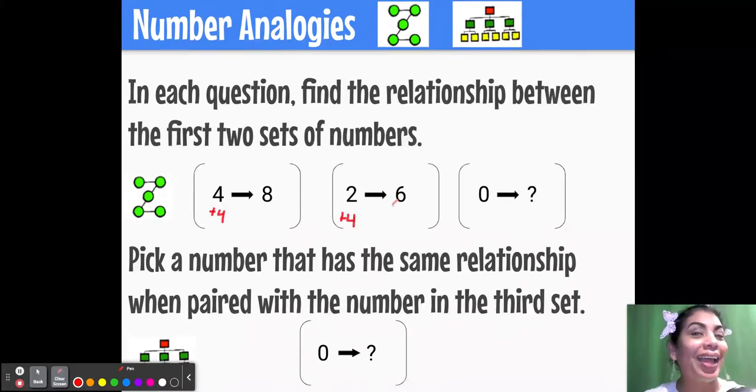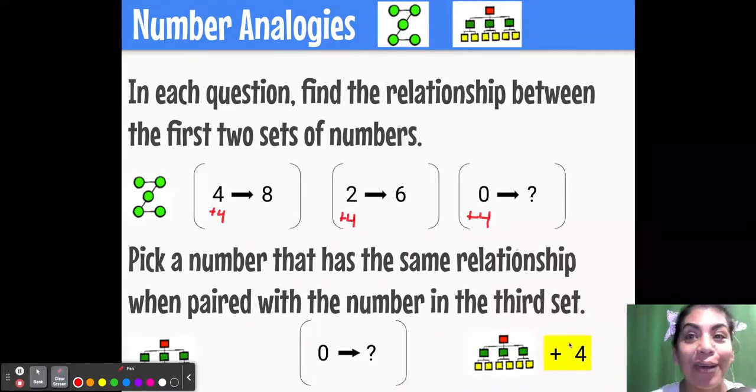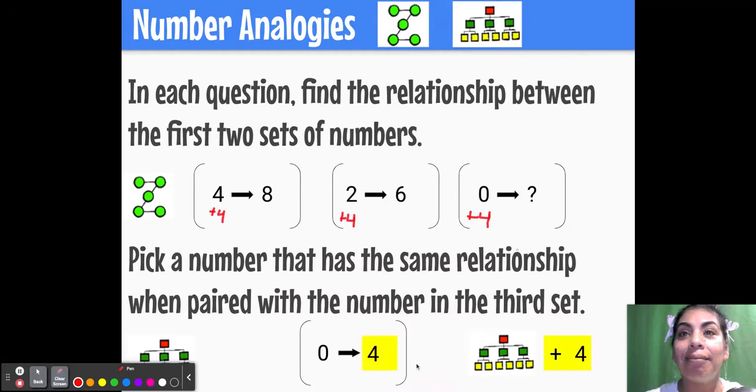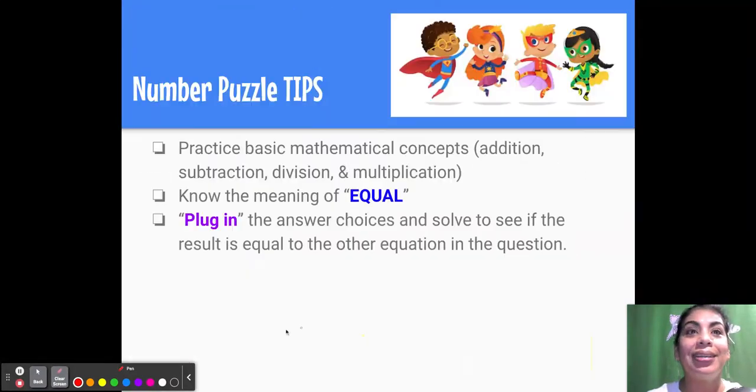Oh, now we're talking. So what happens if I add 4 to my 0? It is going to be the rule that I've been trying to figure out, right? So we add 4, then the answer would be 4 because 0 plus 4 makes 4. All right, so that's number analogy. So let me clear the screen and go on to the next one.